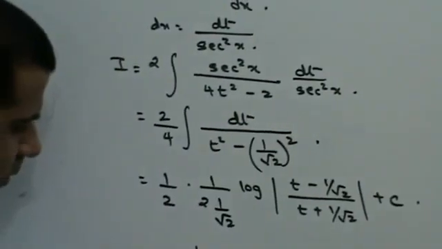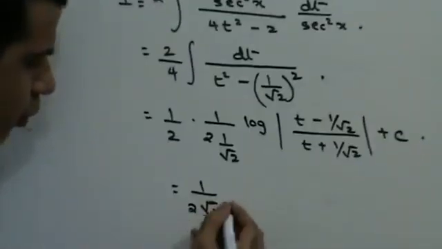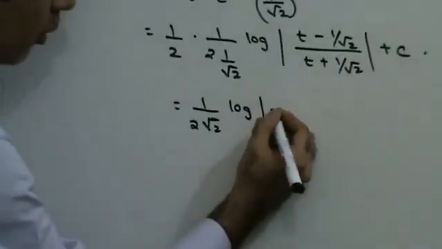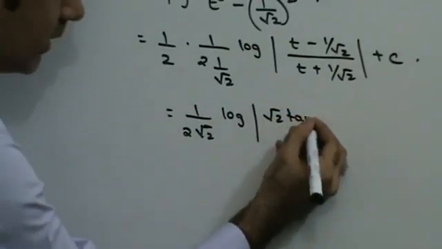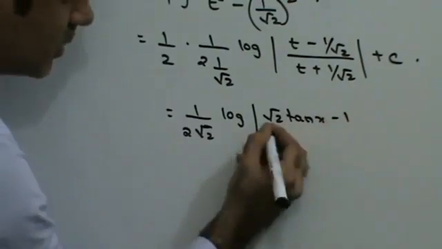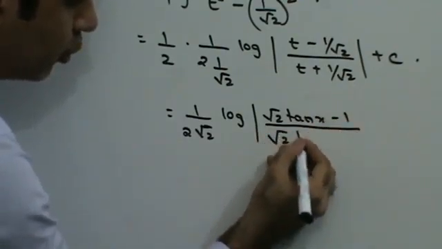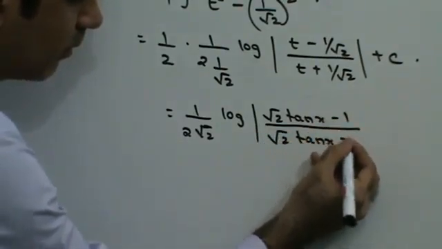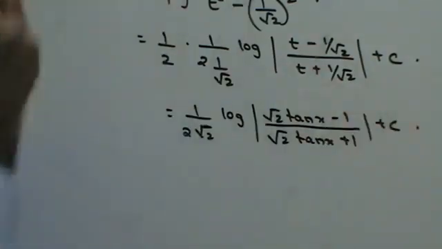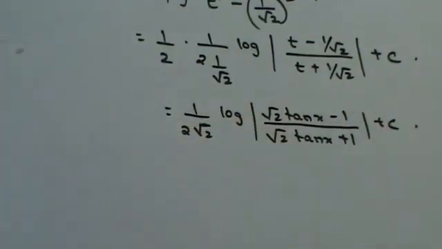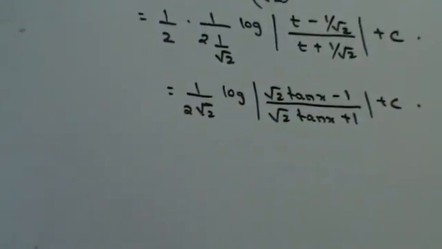So this is going to be 1 upon 2 root 2 log root 2 tan x minus 1 upon root 2 tan x plus 1 plus c. Right? I have substituted the value of tan x also. Right? This finishes this chapter.